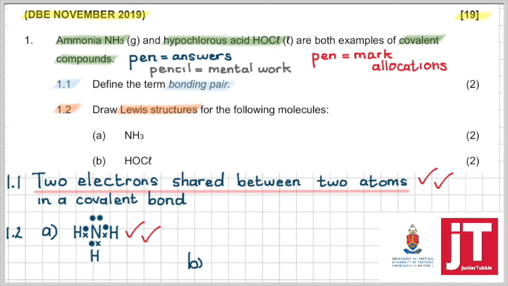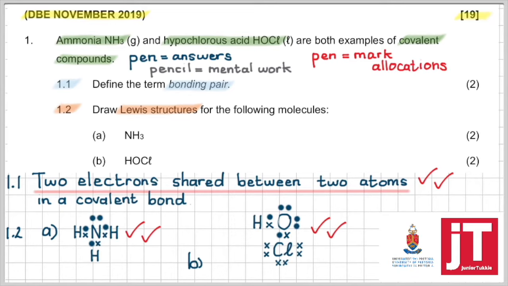In question B, we need to draw the Lewis structure for hypochlorous acid. This contains a hydrogen atom, an oxygen atom, and a chlorine atom. Hydrogen has 1 valence electron, oxygen has 6, and chlorine has 7. Both hydrogen and chlorine will always be terminal atoms. This leaves us with oxygen as the central atom in this molecule. We again pair up the unpaired electrons, bringing us to the correct Lewis structure for hypochlorous acid that is currently displayed on your screen.